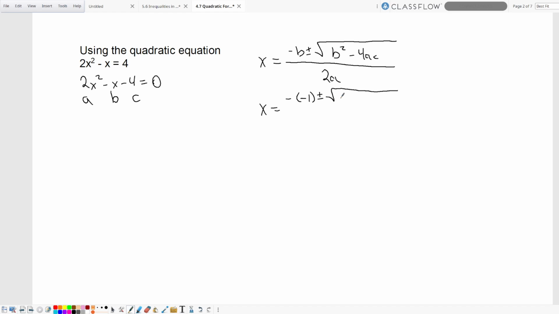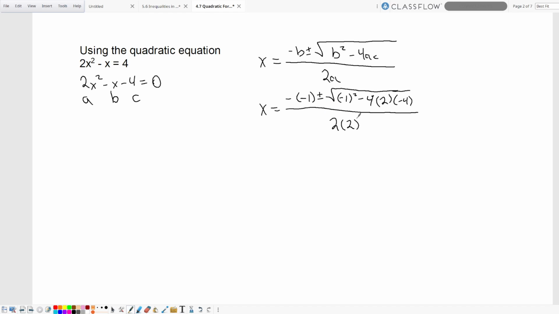My b value was a negative 1, so we're going to have negative 1 squared minus 4 times my a value, which in this is 2, multiplied by the c value, which is a negative 4, and then all of this will be divided by 2 times my a value, which is 2. So now we just go ahead and work this out.